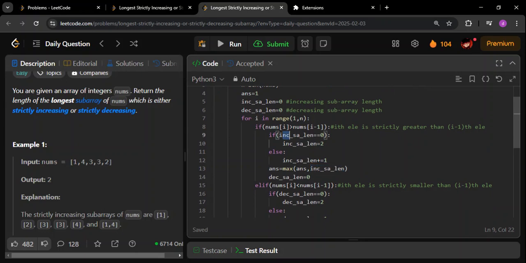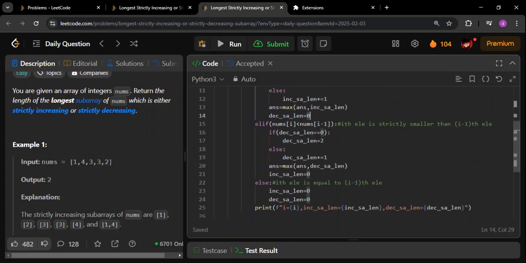Whatever is the current increasing subarray length, we have to compare it with the max answer. Now, since this was an increasing subarray, that is, nums[i] was greater than nums[i-1], there is no decreasing subarray here. For that reason, we have to mark the decreasing subarray length equal to 0, because here the elements were increasing. So nums[i] was not part of a decreasing array, and for that reason it has to be made 0.